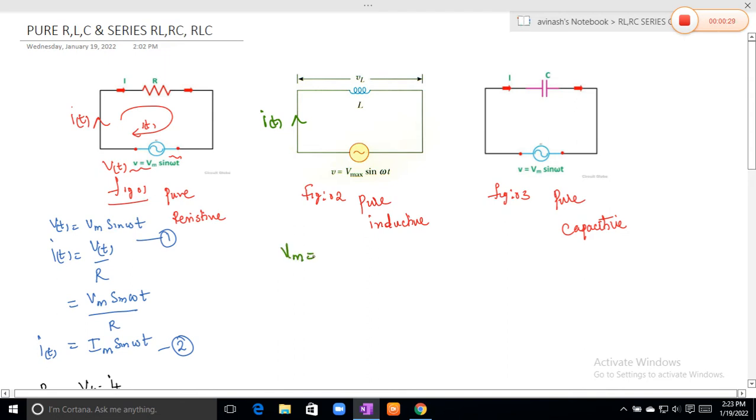First of all, let us name here V of t is equal to Vm sin omega t. Let us name it equation number 1. What is the current flowing through the inductor then? The current flowing through the inductor is nothing but 1 upon L integral V of t dt. That implies 1 by L integration of Vm into sin omega t dt.